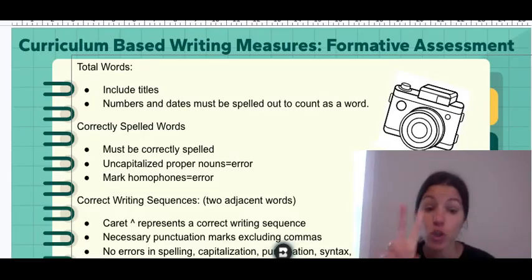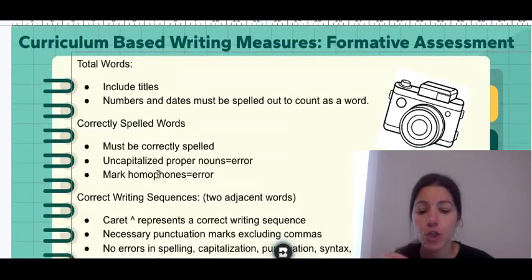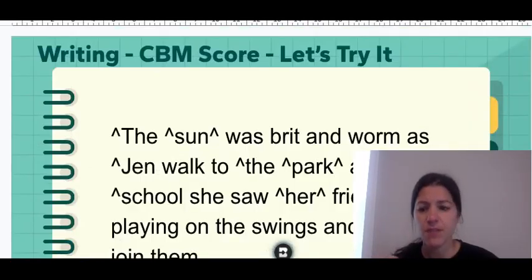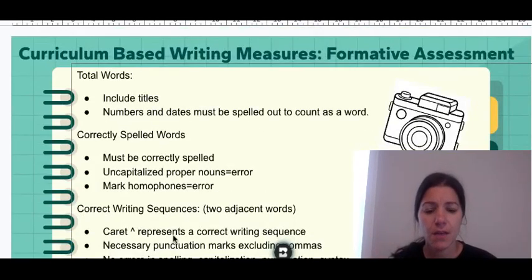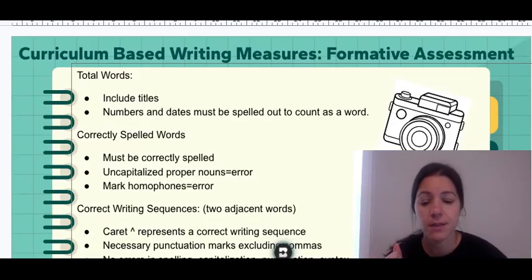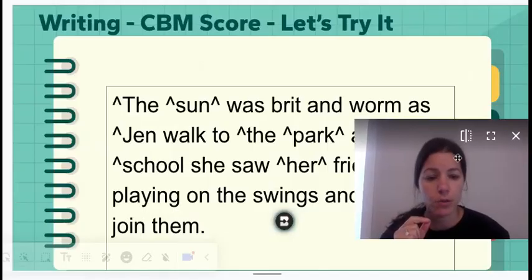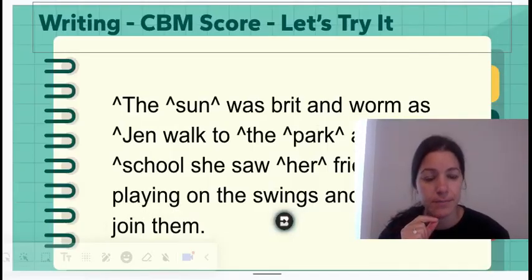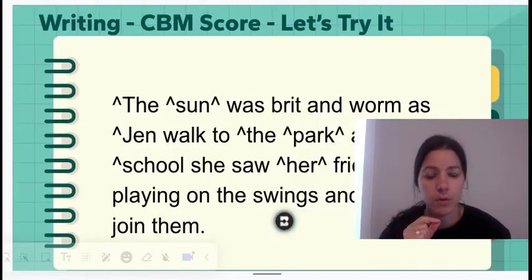Here's where we take a look at two adjacent words. And so if two adjacent words make sense, if they have the right punctuation, if the syntax makes sense, the order of the words makes sense, if the initial word in the sentence is uppercase, then they would get a caret. So I'm going to show you what that would look like. Hold on here, I'm going to open this up so you can see it better.